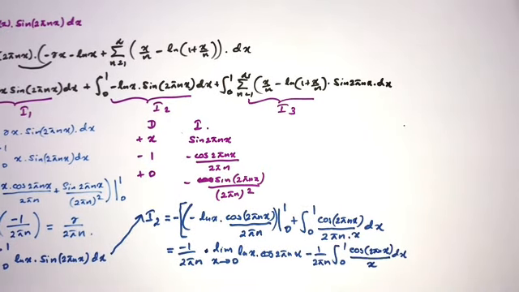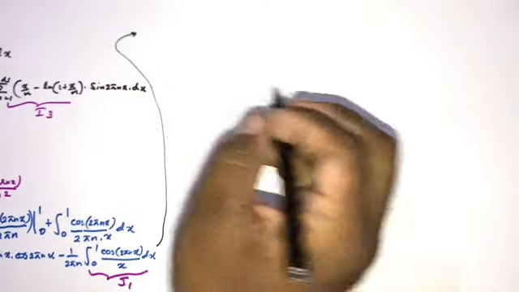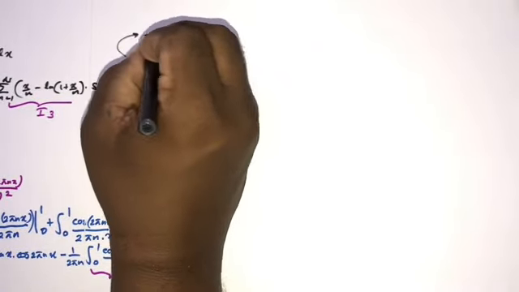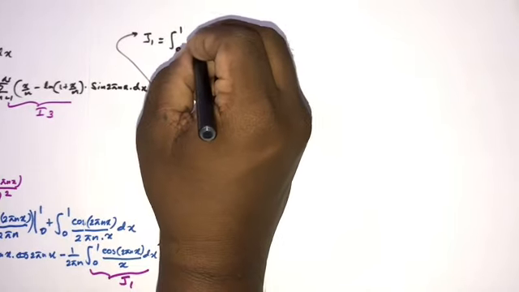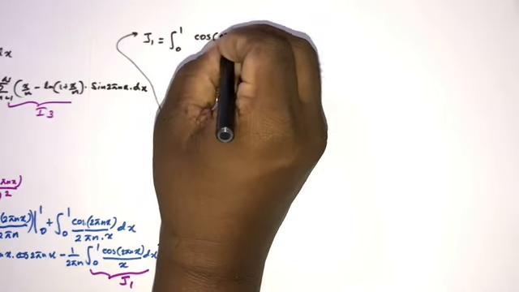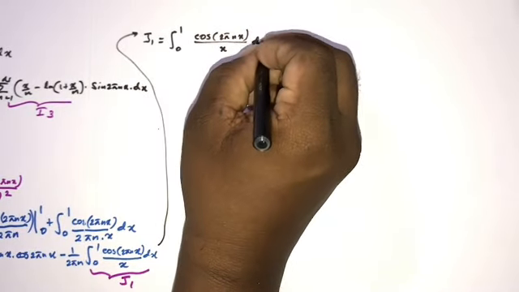I am going to take this integral as J1. We know J1 is equal to the integral from 0 to 1 of cosine of 2 pi nx over x dx.